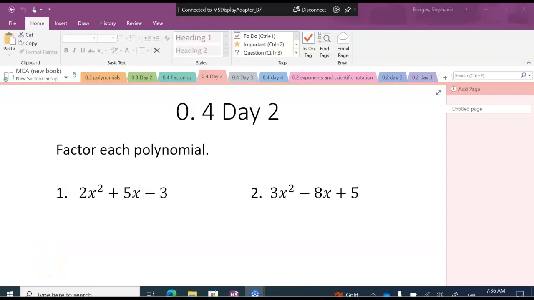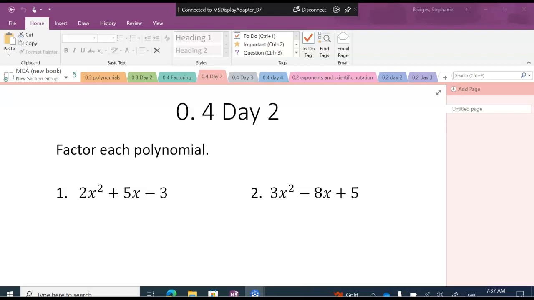All right, so again, when we factor, no matter what we're looking at, how many terms we have or anything, the very first thing we always want to ask ourselves is, do we have a GCF? Okay, so if I'm looking at number 1, 2x squared plus 5x minus 3, do all three of those terms have something in common? No. Okay. This one is different than yesterday. Why? What is it? What looks different about it?